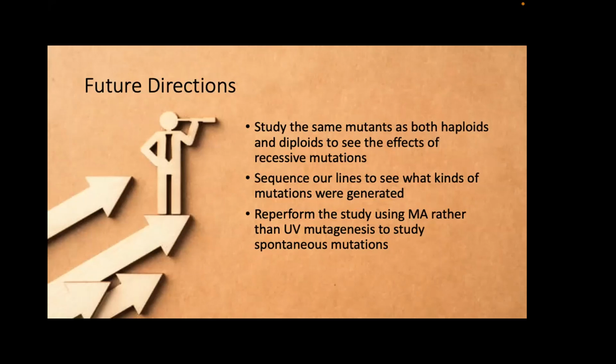One more thing that we could do, that again doesn't necessarily hit at answering our question but could perhaps explain the pattern that we saw, was to sequence our lines and see what kind of mutations were generated. We used UV mutagenesis here rather than mutation accumulation, which generates spontaneous mutations, and we know that UV mutagenesis gives a somewhat skewed profile of mutations. So that could have affected our result. And so obviously the other step to do would be to re-perform this experiment using MA, which allows us to look at spontaneous mutations rather than UV mutagenesis, which generates a profile of mutations based on the mutagen that is used.